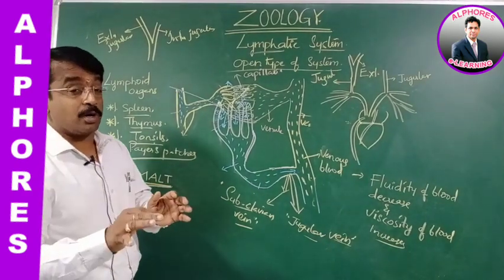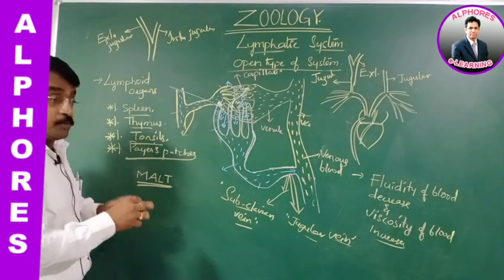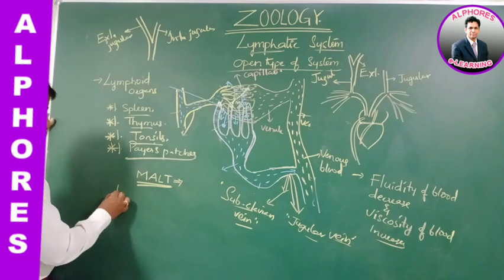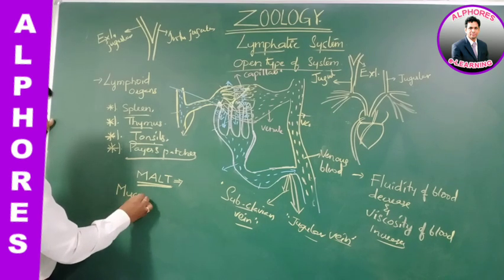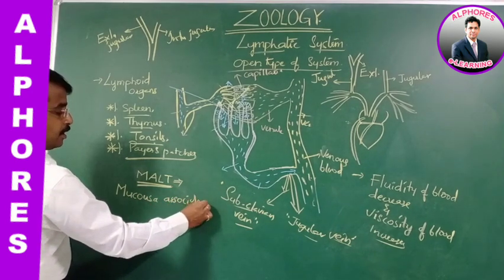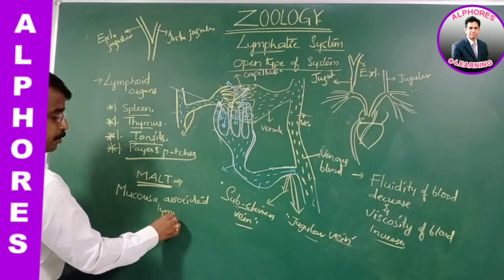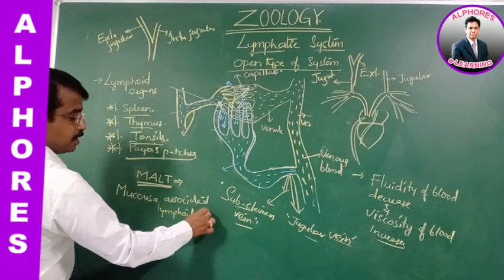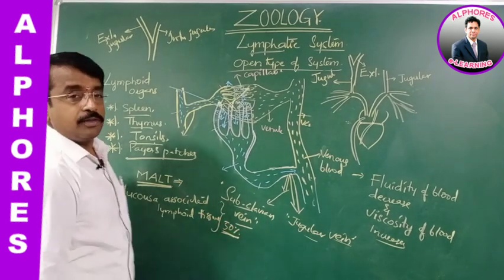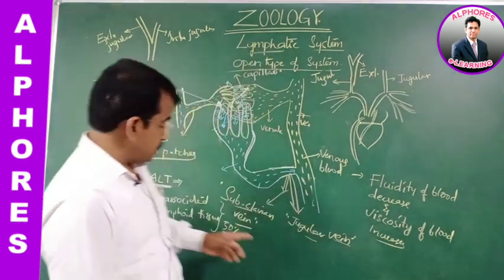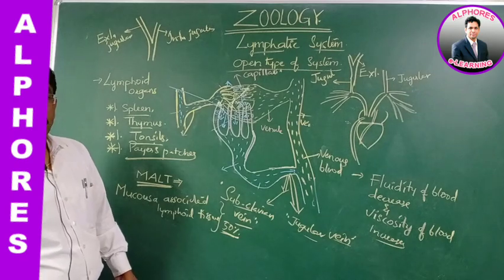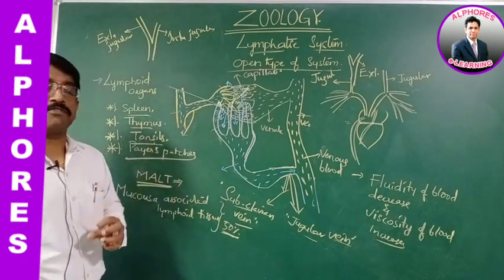Generally, a system will have organs, and organs will have tissues. That is nothing but MALT, mucosa associated lymphoid tissues. MALT stands for mucosa associated lymphoid tissues. And this is about 50% of the total lymphatic system. 50% of the tissues are part of the MALT itself. This is all about the lymphatic system.